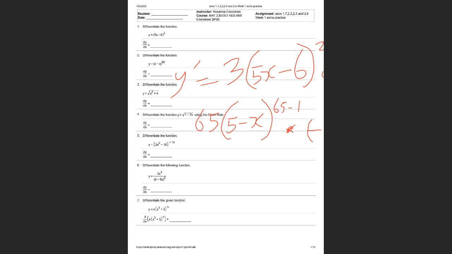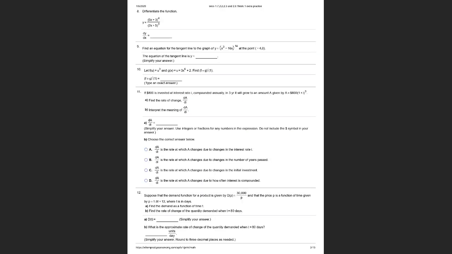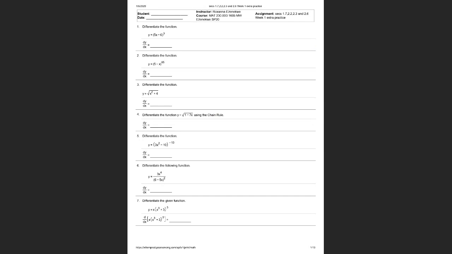Number 3 of the extra practice question, chain rule. All right, so in this number 3, actually let's go to number 3. You can pull this up. Number 3.